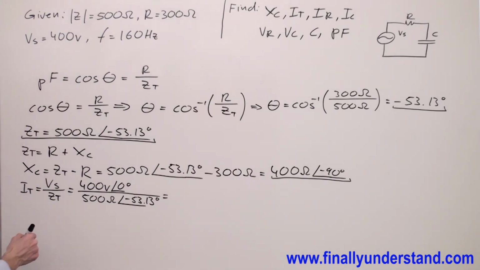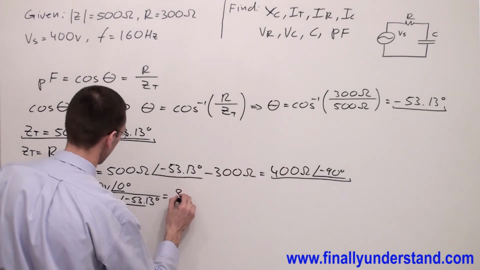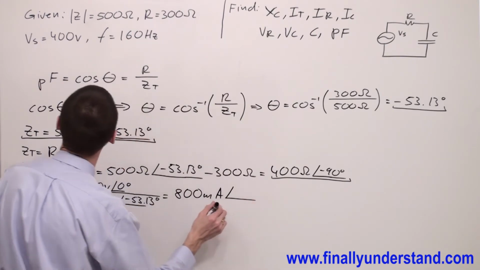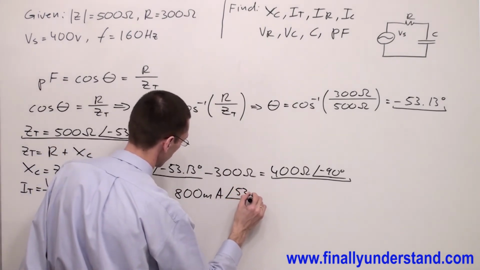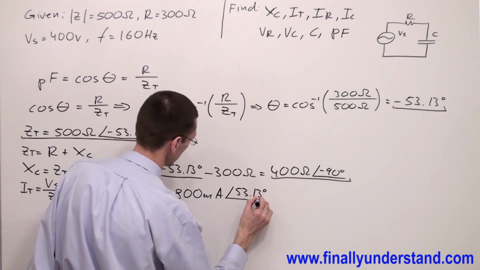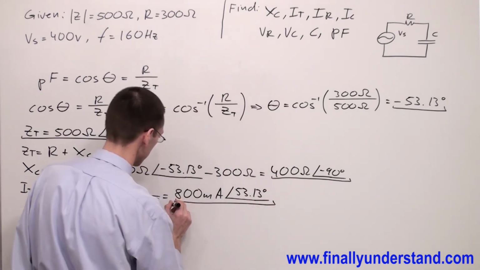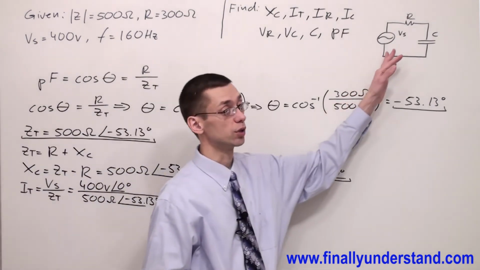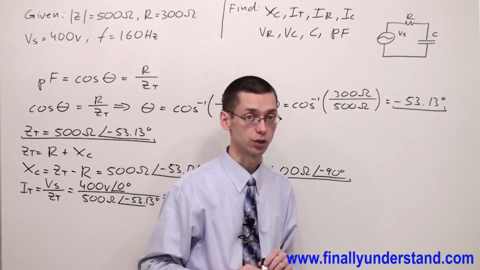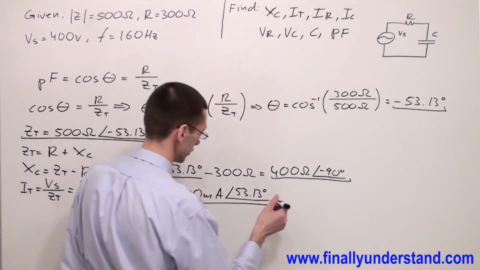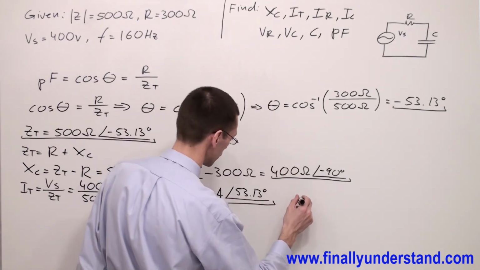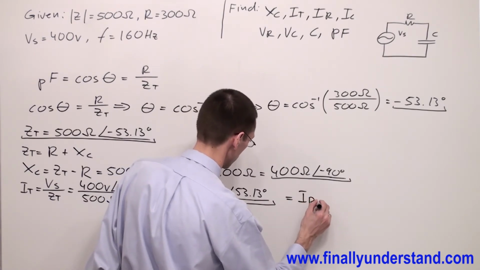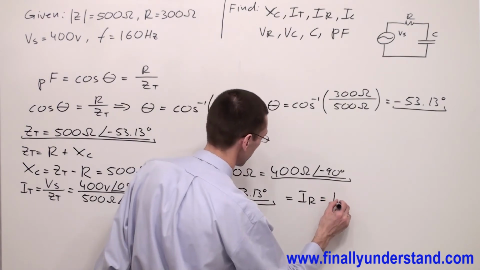This is equal to, use the calculator and you will get the value 800 milliamps and angle of 53.13 degrees. And this is the total current in my circuit. Remember that this is a series circuit, and in a series circuit the current is the same at every single component. So I can say that this current is also equal to the current which goes through the resistor, and is also equal to the current which goes through the capacitor.